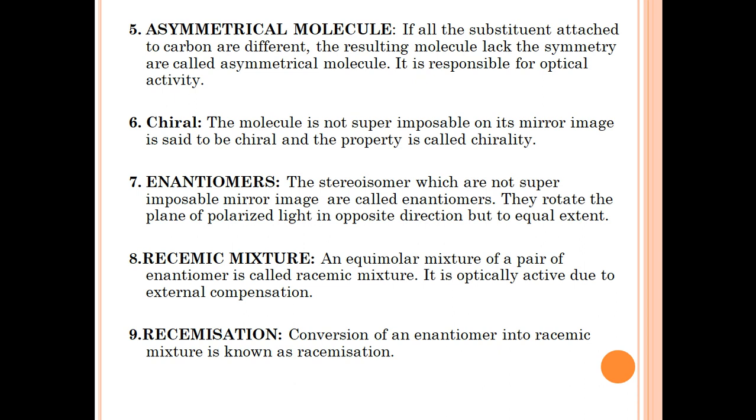Enantiomers. The stereoisomers which are non-superimposable mirror images are called enantiomers. They rotate the plane of polarized light in opposite directions but to an equal extent. Racemic mixture. An equimolar mixture of a pair of enantiomers is called a racemic mixture. It is optically inactive due to external compensation. Racemization. The conversion of an enantiomer into a racemic mixture is known as racemization.